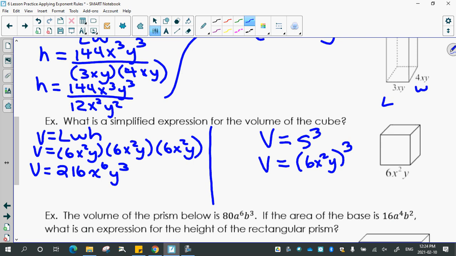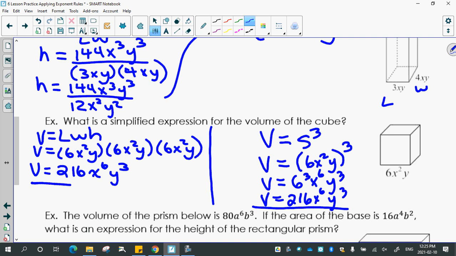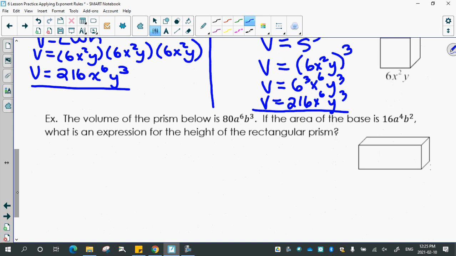cubed. Okay? And then a bunch of people went straight to the answer from there, and I had a few put in this middle step, where they put 6 to the 3rd, x to the 6, y cubed, and then figured out that 6 cubed was 216. But look, it doesn't matter which way I did it, I got the same volume in the end. And you guys are about half and half on who did it which way. Okay? Great. Good.